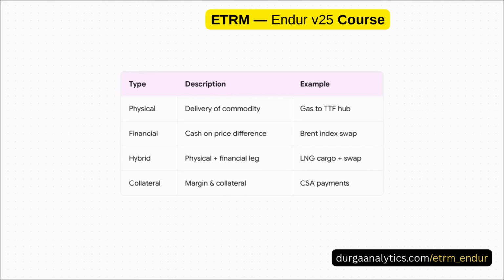Now, here's something you've really got to understand. Settlements are not one-size-fits-all. Endur is specifically designed to handle the whole spectrum, and it's all tailored to the nature of the trade. You've got your physical settlements. That's for the actual delivery of gas to a hub like TTF. You've got financial settlements for derivatives like swaps. You've got these complex hybrid deals. And of course, you've got collateral movements under a CSA, a credit support annex, to manage your credit risk. Each one of these has its own unique automated workflow right inside the system.